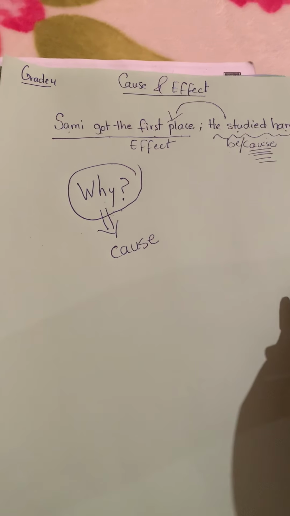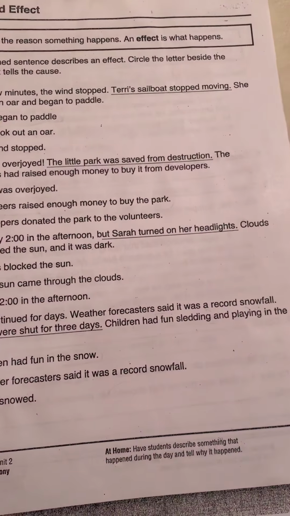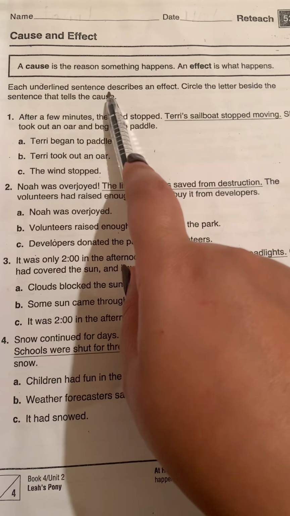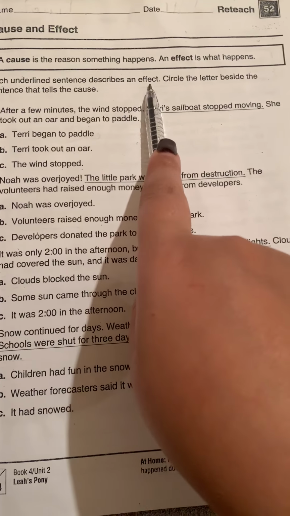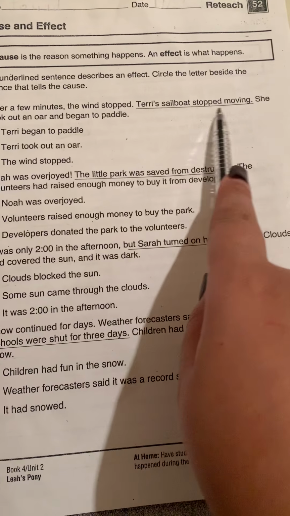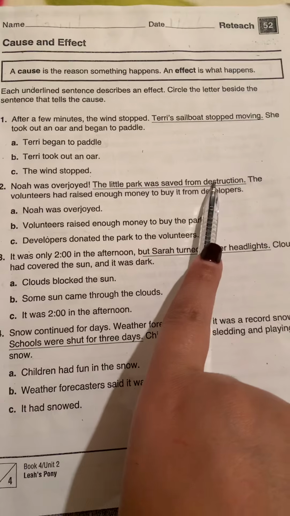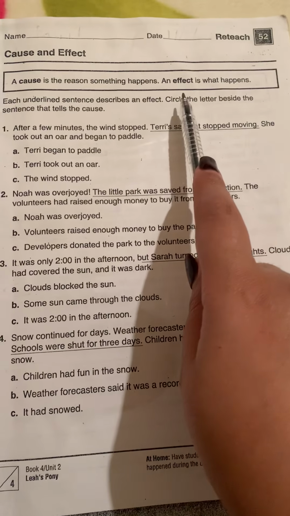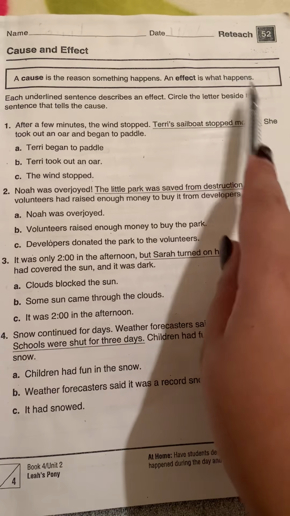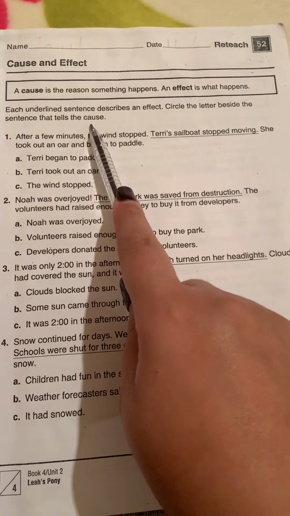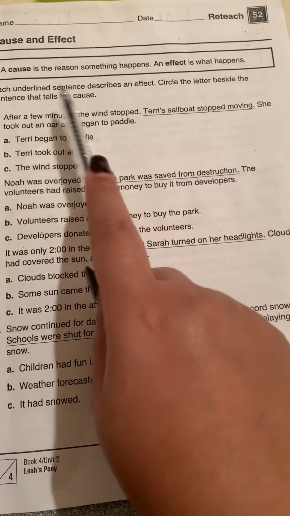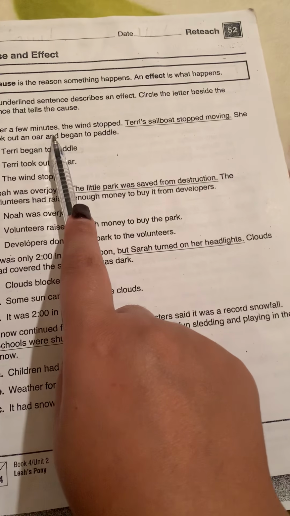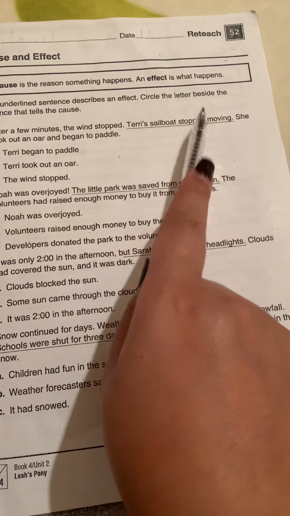Okay, let's see here the exercise. It says, each underlined sentence describes an effect. So here is an effect. They are underlining the effect for us. Circle the letter beside the sentence that tells the cause. Okay, so we are going to read the sentence and we need to find the cause of every underlined effect.